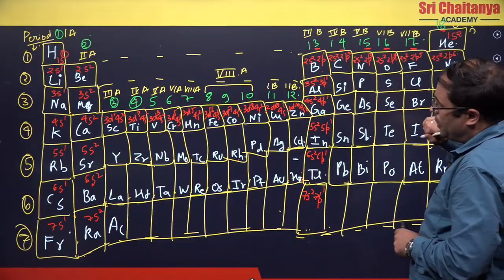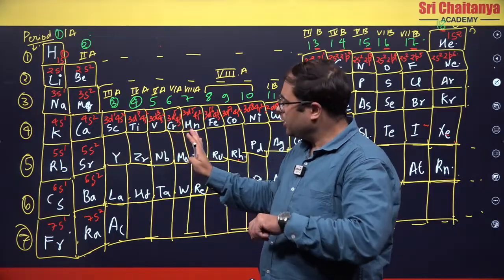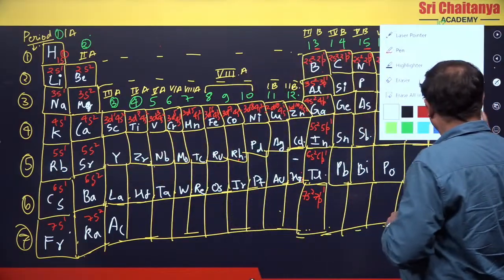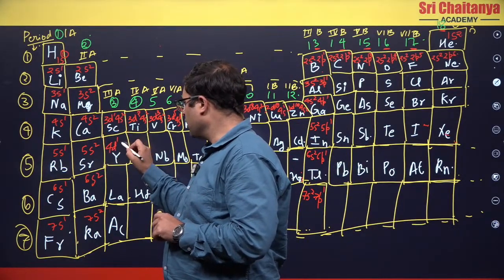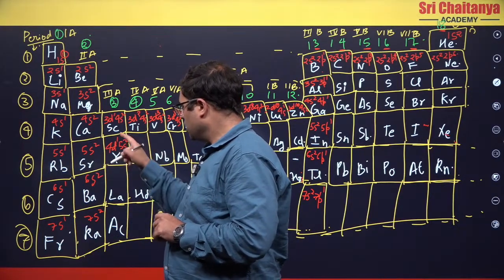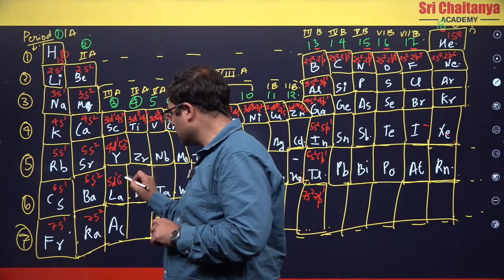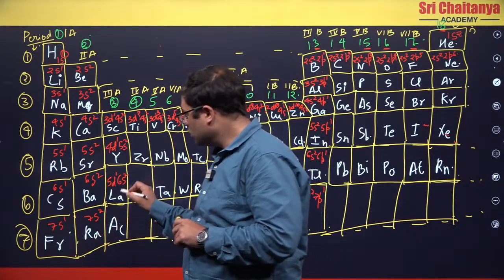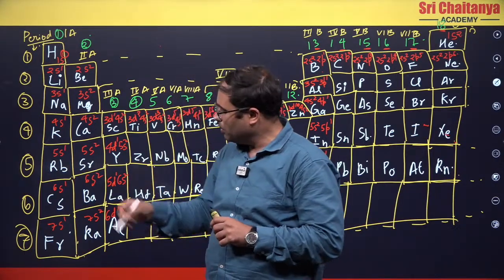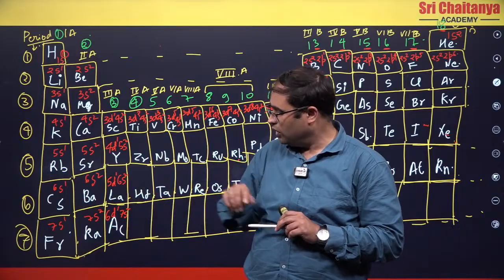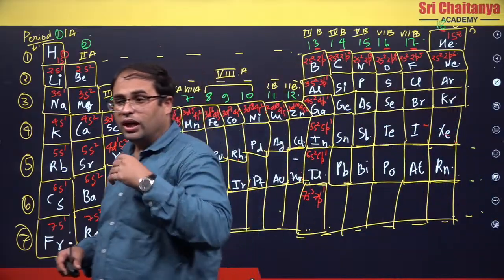So here nothing changes as you go down: 3d1 4s2, like that you keep on moving forward. If you go down, what will happen? This 3 will become 4d1, this 4 will become 5s2. More you go down, this 4 will become 5, so 5d1, this 5 will become 6s2. More down, 6d1, 7s2. And remember, 6s2 is just filled, after that 5d1 is getting filled. So this is your complete periodic table.